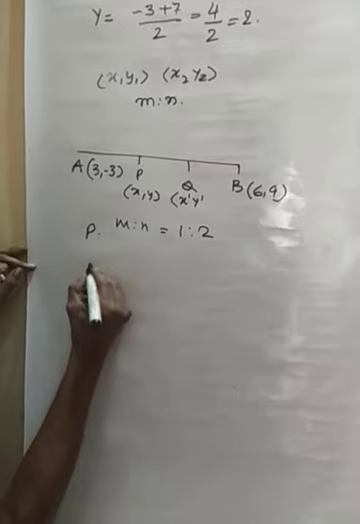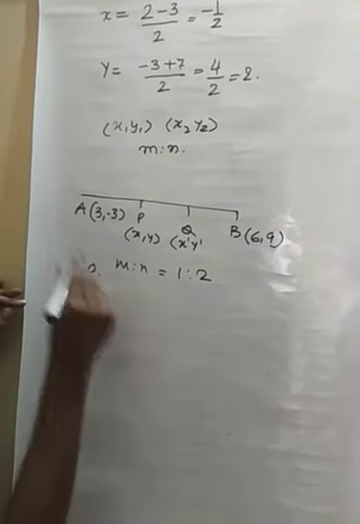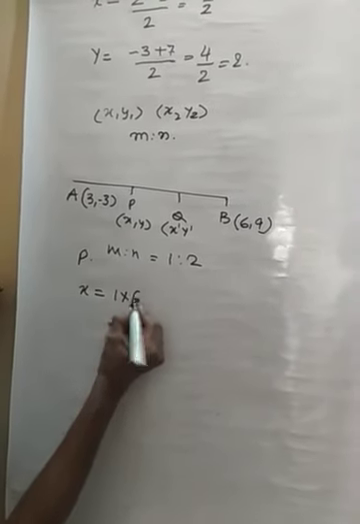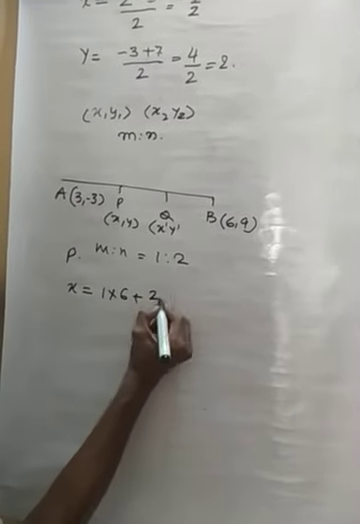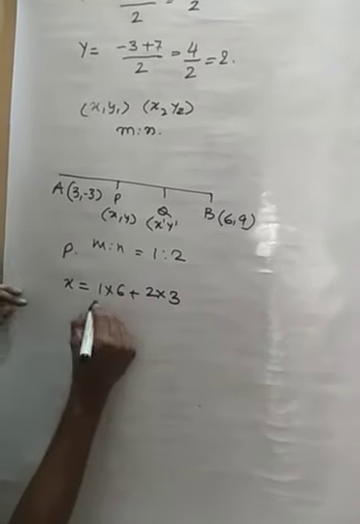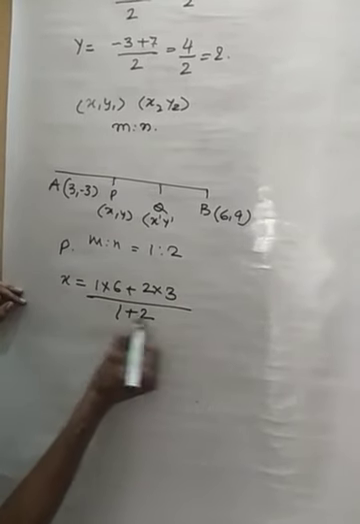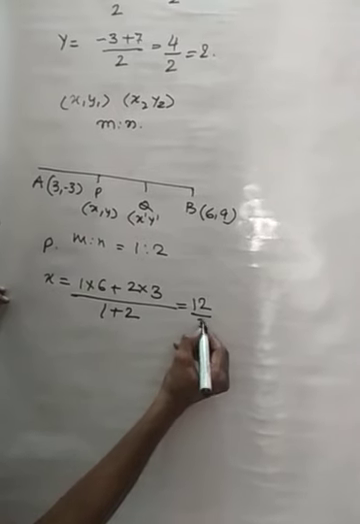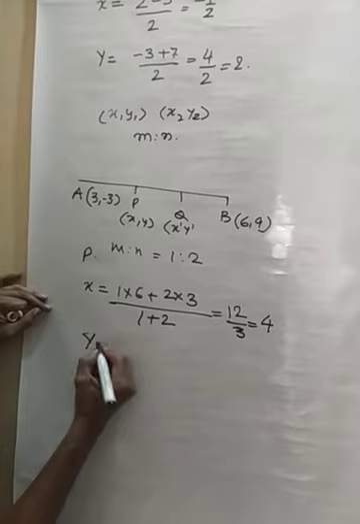To calculate the value of x, I will use mx2 plus nx1 upon m plus n. mx2 means 1 into 6 plus nx1, 2 into 3, upon 1 plus 2. So I will get 6 plus 6, 12, 12 upon 3, that is equal to 4. In the same way I can calculate y.